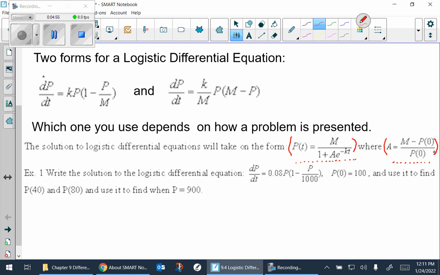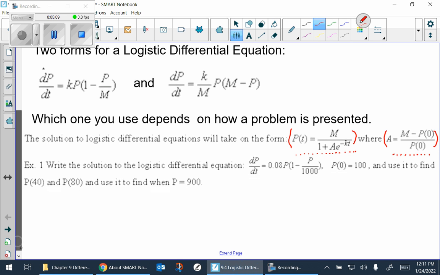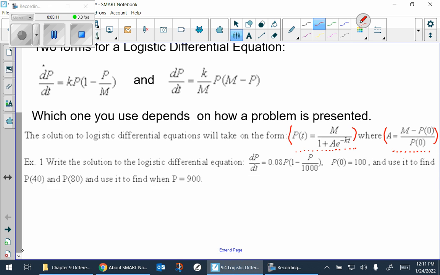Let's answer example 1 here. Write the solution to the differential equation dP/dt equals, and use it to find the population at a time of 40 and the population at a time of 80. Well, okay. Now I look at this. Does this look like a differential equation of form 1 or a differential equation that is of this form over here?